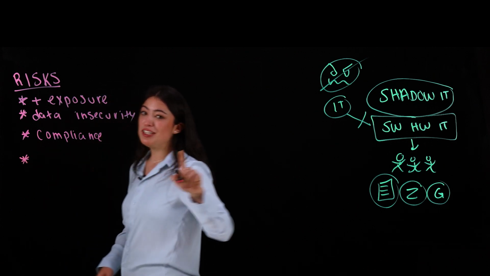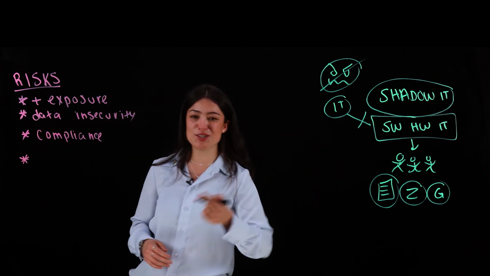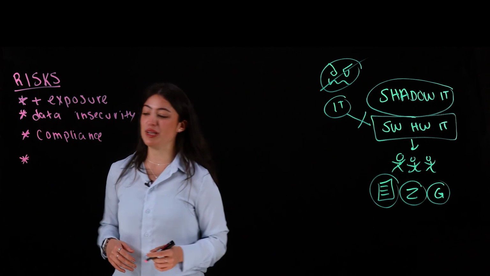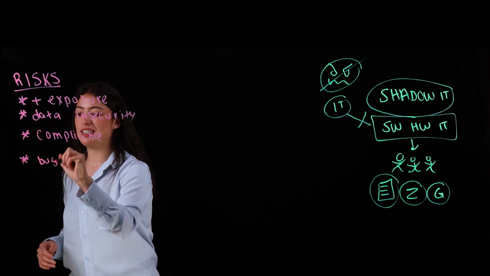And last, but definitely not least, because there's a whole lot of risks out there with shadow IT, but the fourth one that we're going to be exploring today is business efficiencies.